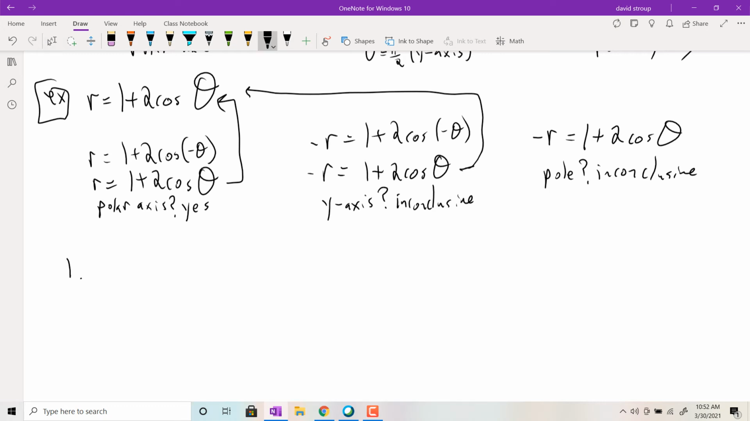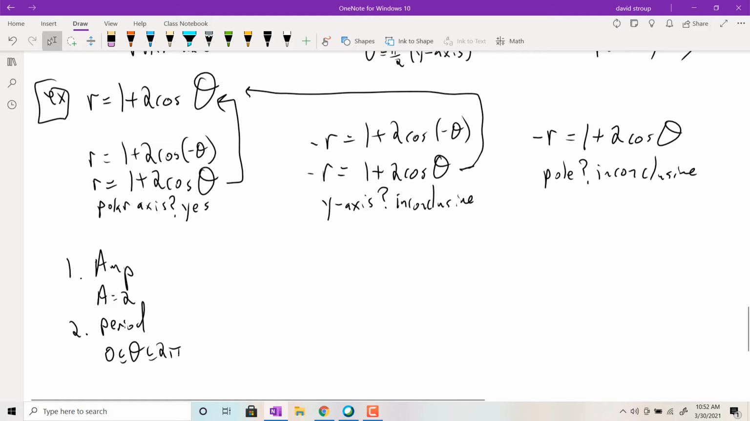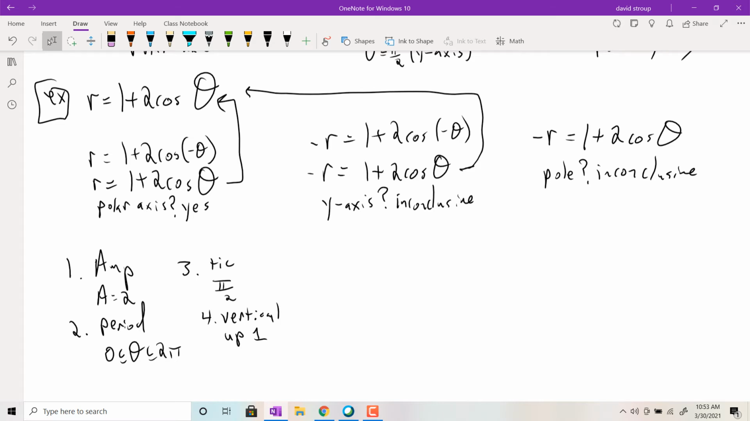So first, the amplitude A value is 2. Secondly, your period, there's no phase shift. Again, the period is the traditional period from 0 to 2 pi. The tick marks, we're going by pi over 2s. And then there's a vertical shift up 1. Let's take a look then in the r theta plane at this graph, with amplitude 1, 2.